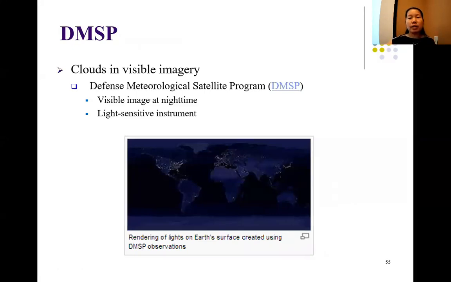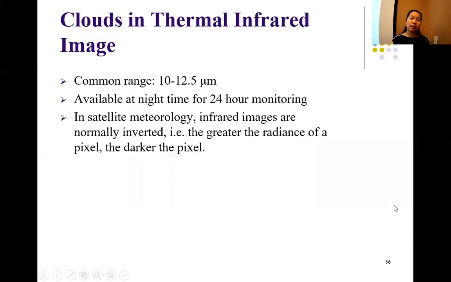The other example is the DMSP, Defense Meteorological Satellite Program, and they use visible imagery at nighttime with a light-sensitive instrument, because to map features at nighttime, you need to be sensitive to that. So this is an example image of what they derive from the sensor.